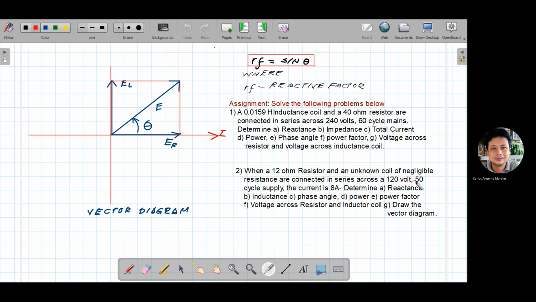Saglit lang, ha? Sisend ko lang sa GC natin.